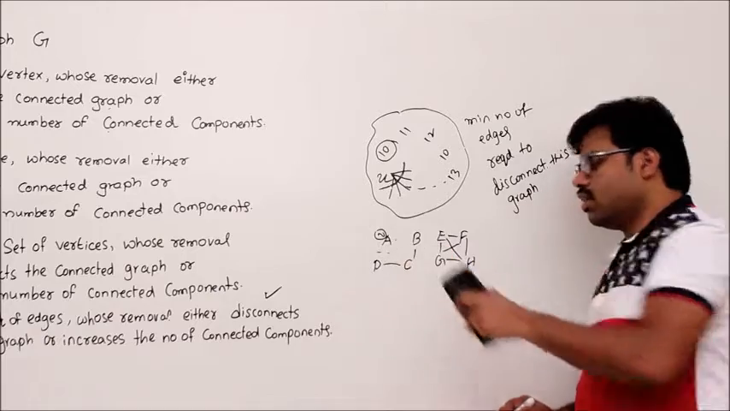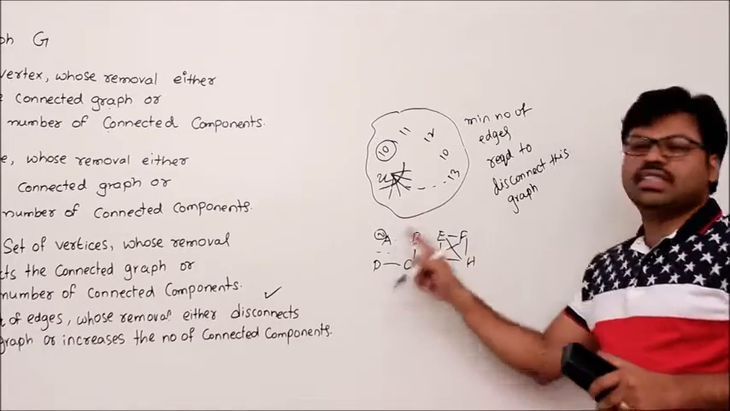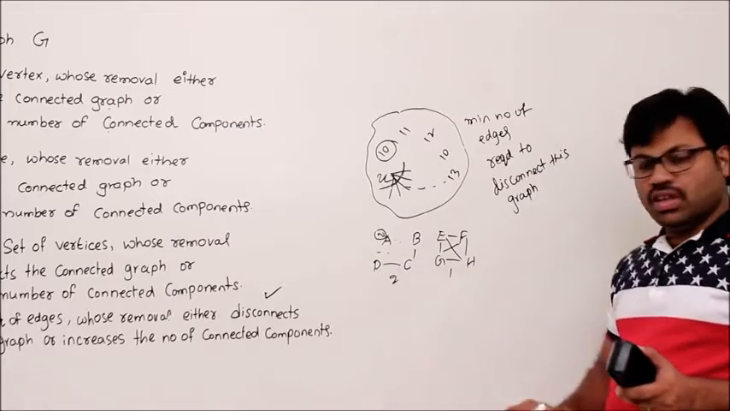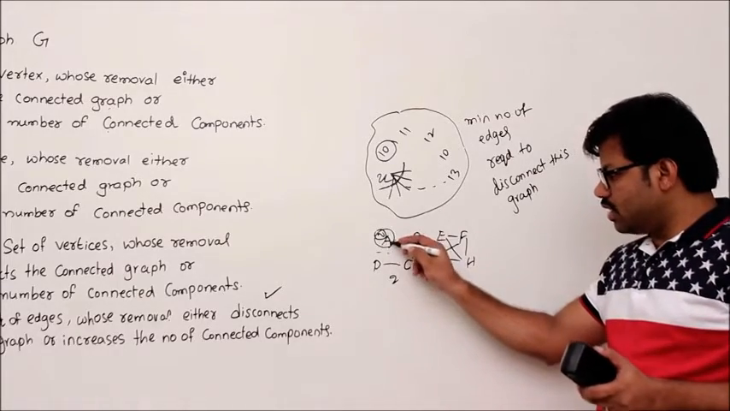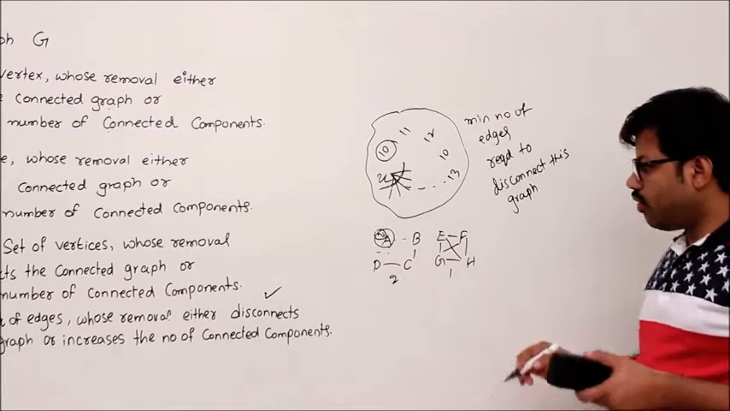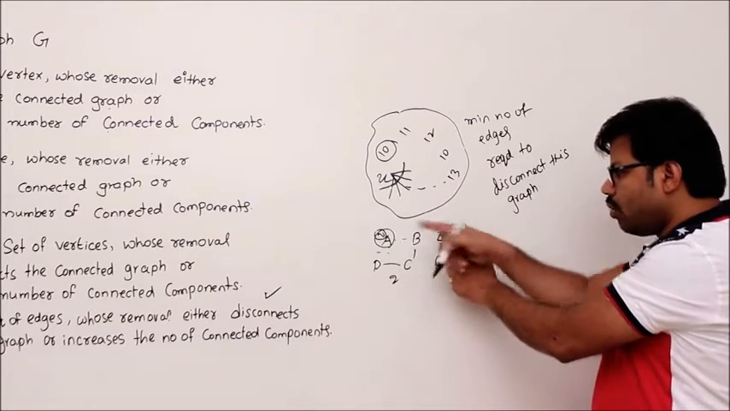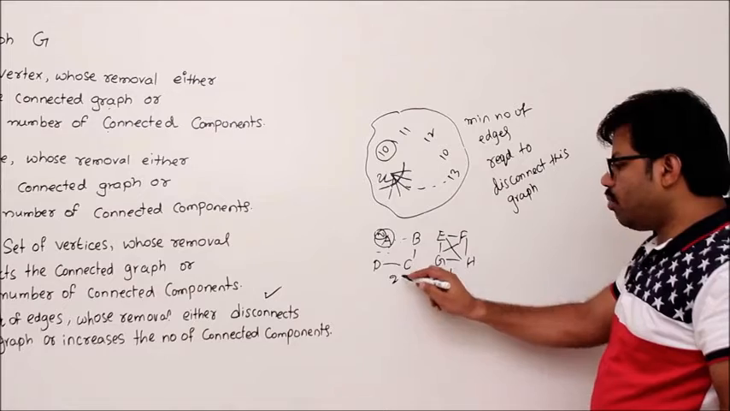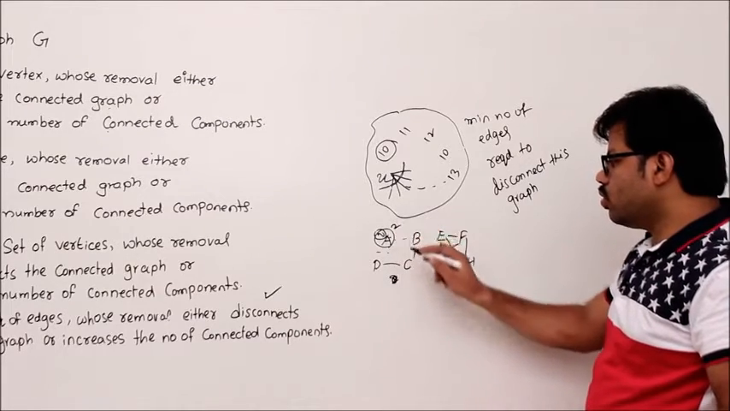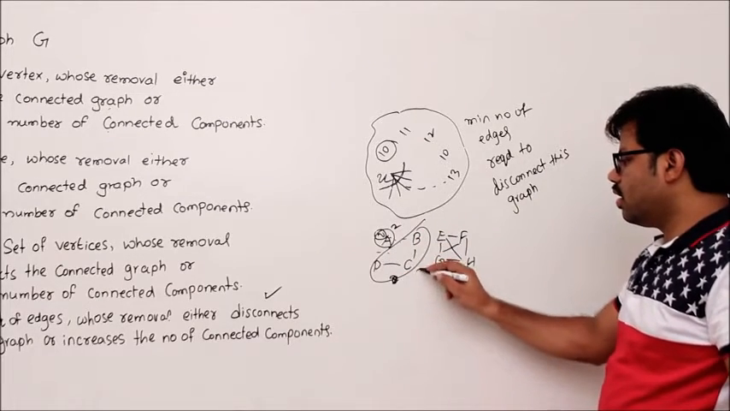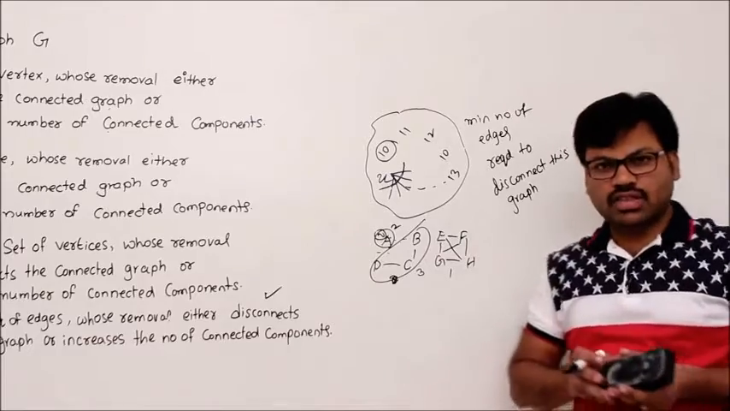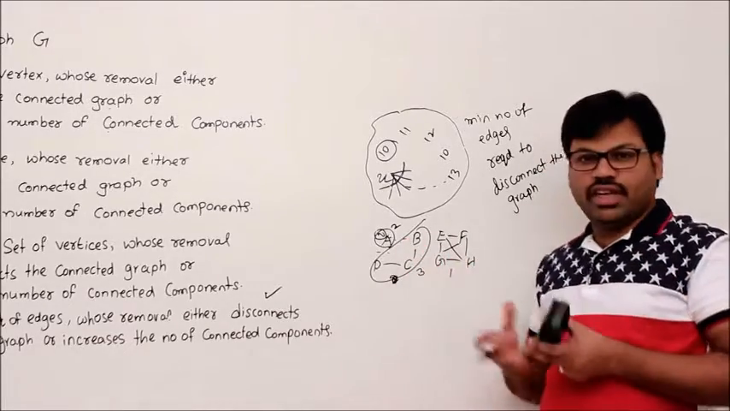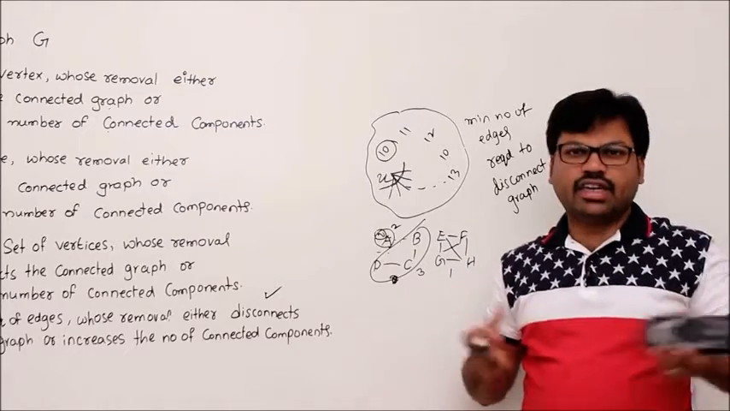Then this component will be disconnected. Initially the number of components was 2. If you remove this vertex's edges, then this part becomes 1 plus this connected component, which is 2. This entire thing is 3. You understand? That means I can disconnect the graph in a better way, or otherwise I can increase the number of connected components.